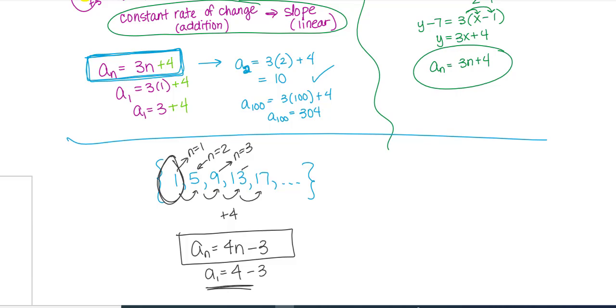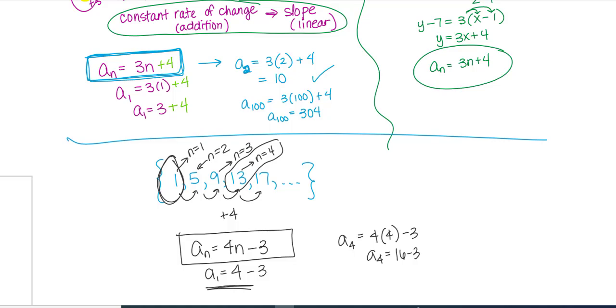And you can check any along the way. So for example, I can check n is 4, should be 13. So a sub 4, 4 times 4 minus 3. So a sub 4 is 16 minus 3. Yep, that's 13. This is just a very brief basic introduction so far on the arithmetic sequences.